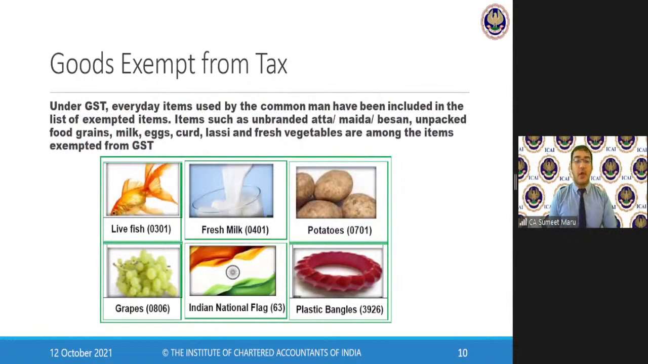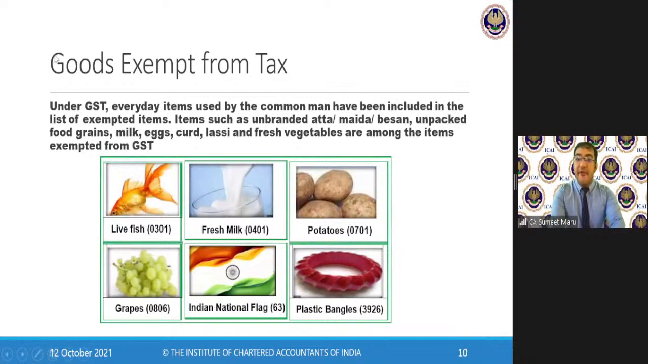Firstly, let's talk about goods exempt. Now, see, I have told you the exemption definition very clearly. Three things: first, nil rated; second, exempt, which are specifically provided; and third, non-taxable. Now, the first and third we already know. Now we are going to discuss the second thing, which is supply of goods or services given as an exemption here. So first let's talk about goods.